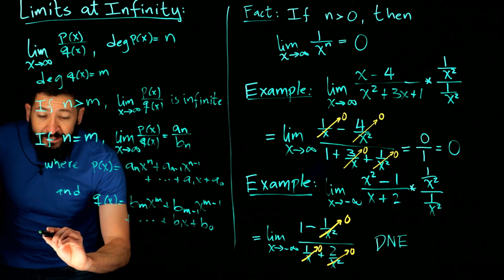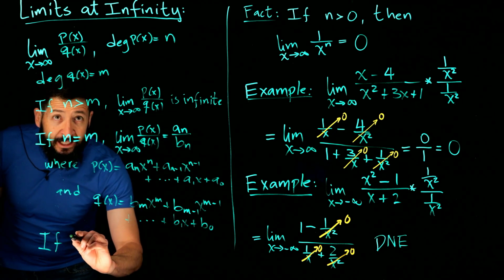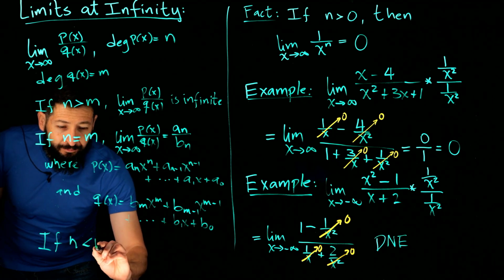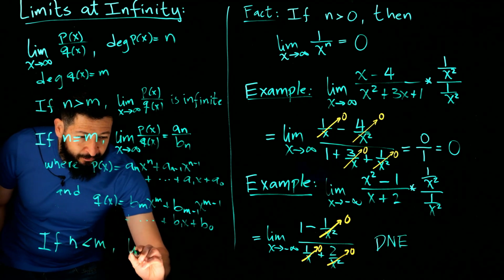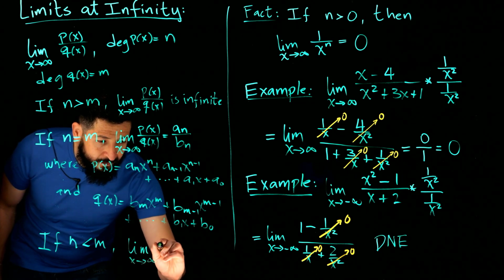Now the last case is the easiest. That's the first one we did, or second one we did. If n is strictly less than m, then the limit is 0.